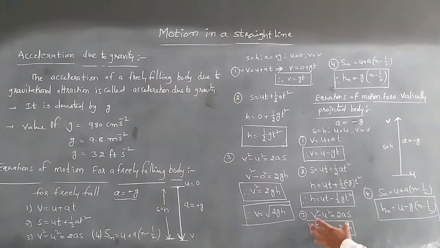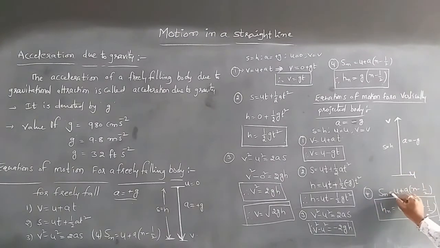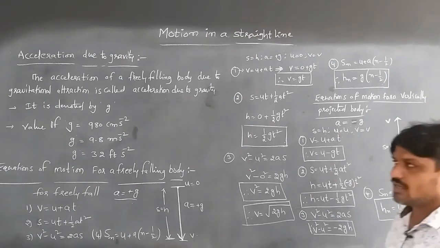Then for the third equation of motion, v square minus u square is equal to 2as, by substituting a is equal to minus g, we get v square minus u square is equal to minus 2gh. The fourth equation is Sn is equal to u plus a of n minus 1 by 2, so Hn is equal to u minus g of n minus 1 by 2, because a is equal to minus g when the body is projected vertically upwards.